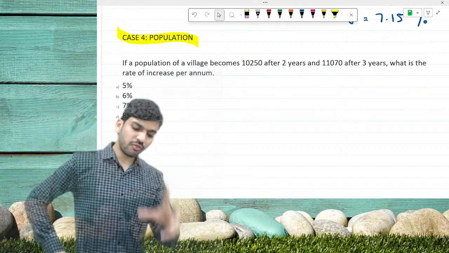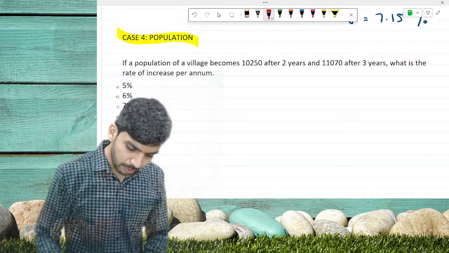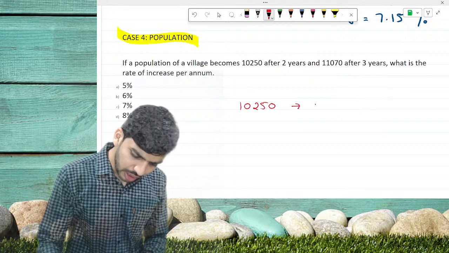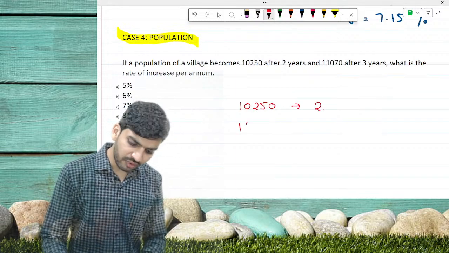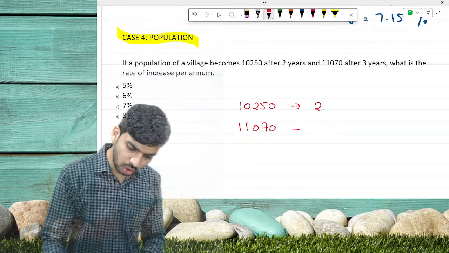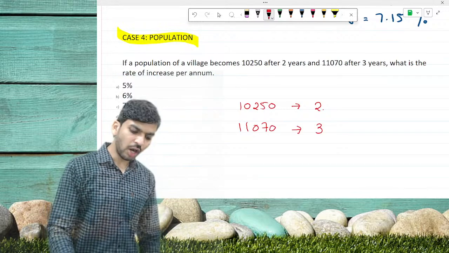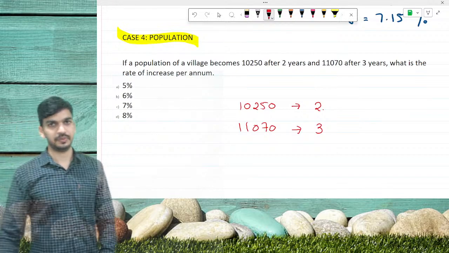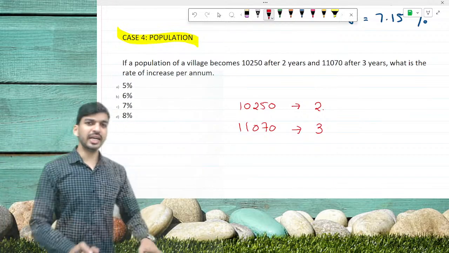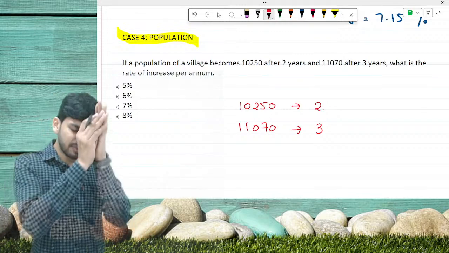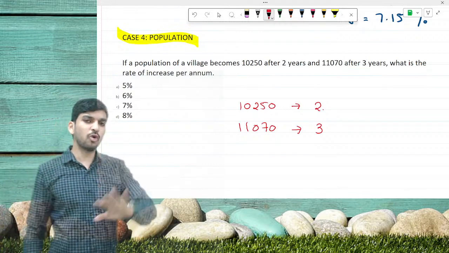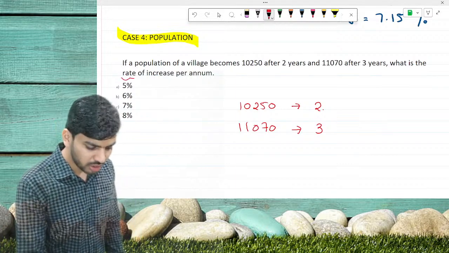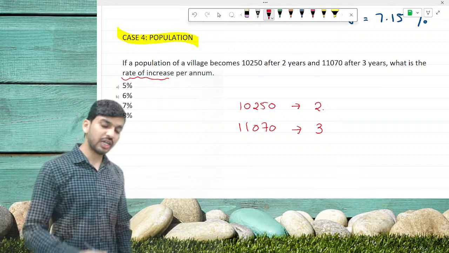If the population of a village becomes 10250 in 2 years and 11070 in 3 years, what is the rate of increase per annum? So basically it's very easy. We just have to go by options. What the question is, we have to find out the rate of interest.